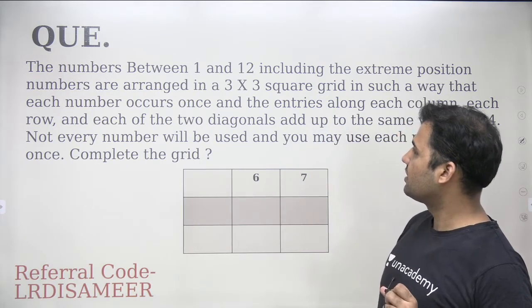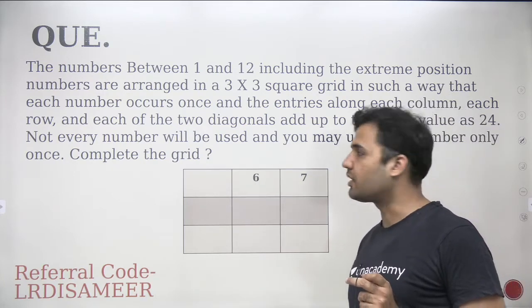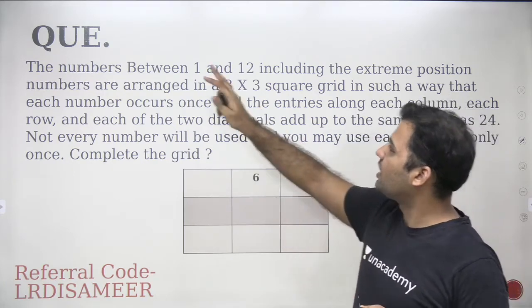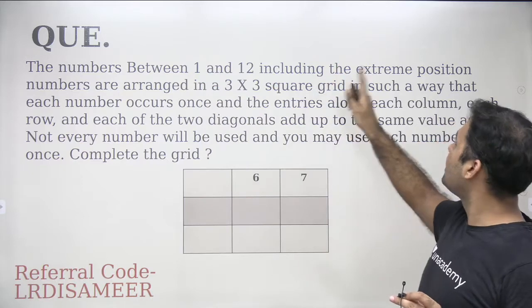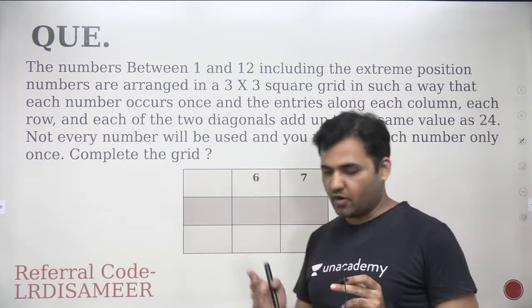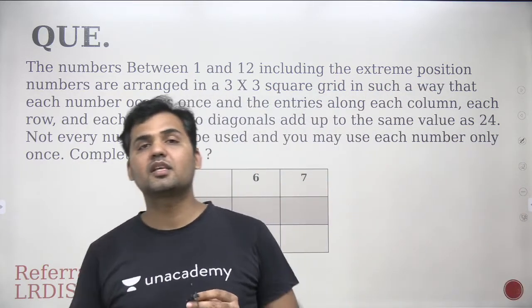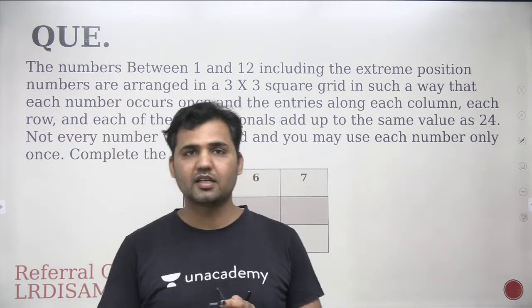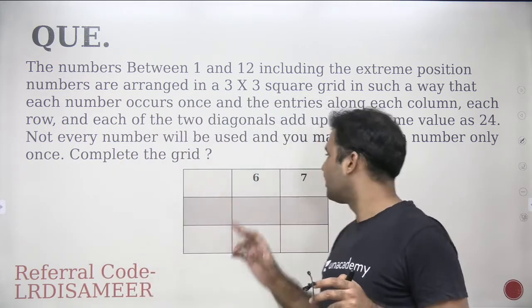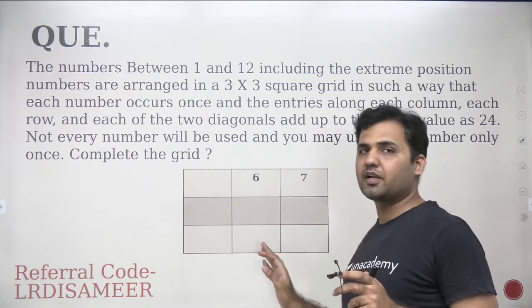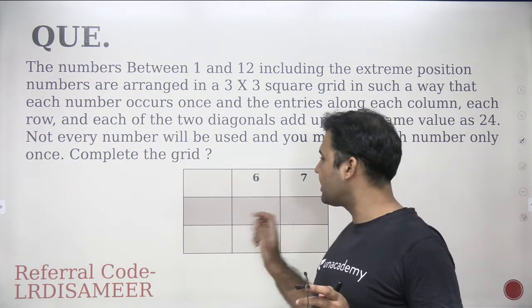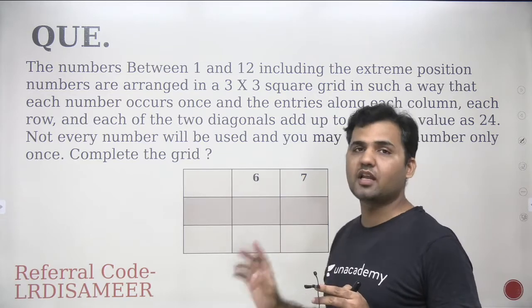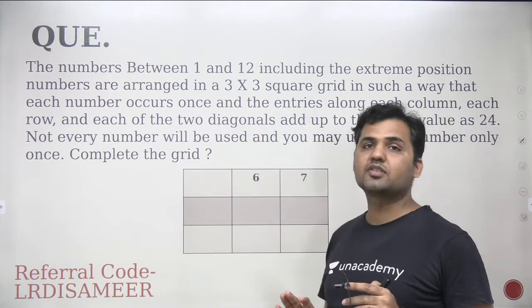The question says we are supposed to fill this n into n matrix, that is a 3 into 3 matrix, with the numbers between 1 and 12, including the extreme position numbers. That means 1 and 12, the total numbers are 12, right? So these 12 numbers are supposed to be filled into a 3 into 3 matrix. Now the problem is, in a 3 into 3 matrix, the total number of cells that you have is 9. Numbers that you're supposed to fill is 12, right?